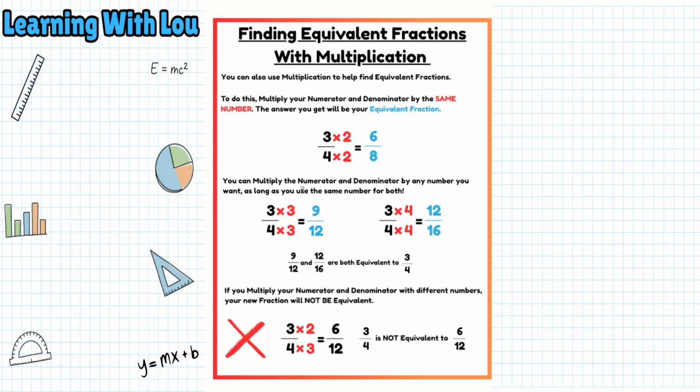So you could see some other examples here. 3/4, I multiplied my numerator and denominator both by 3 this time. I kept it the same number that I'm multiplying both of them by. So 3 times 3 gives me 9.